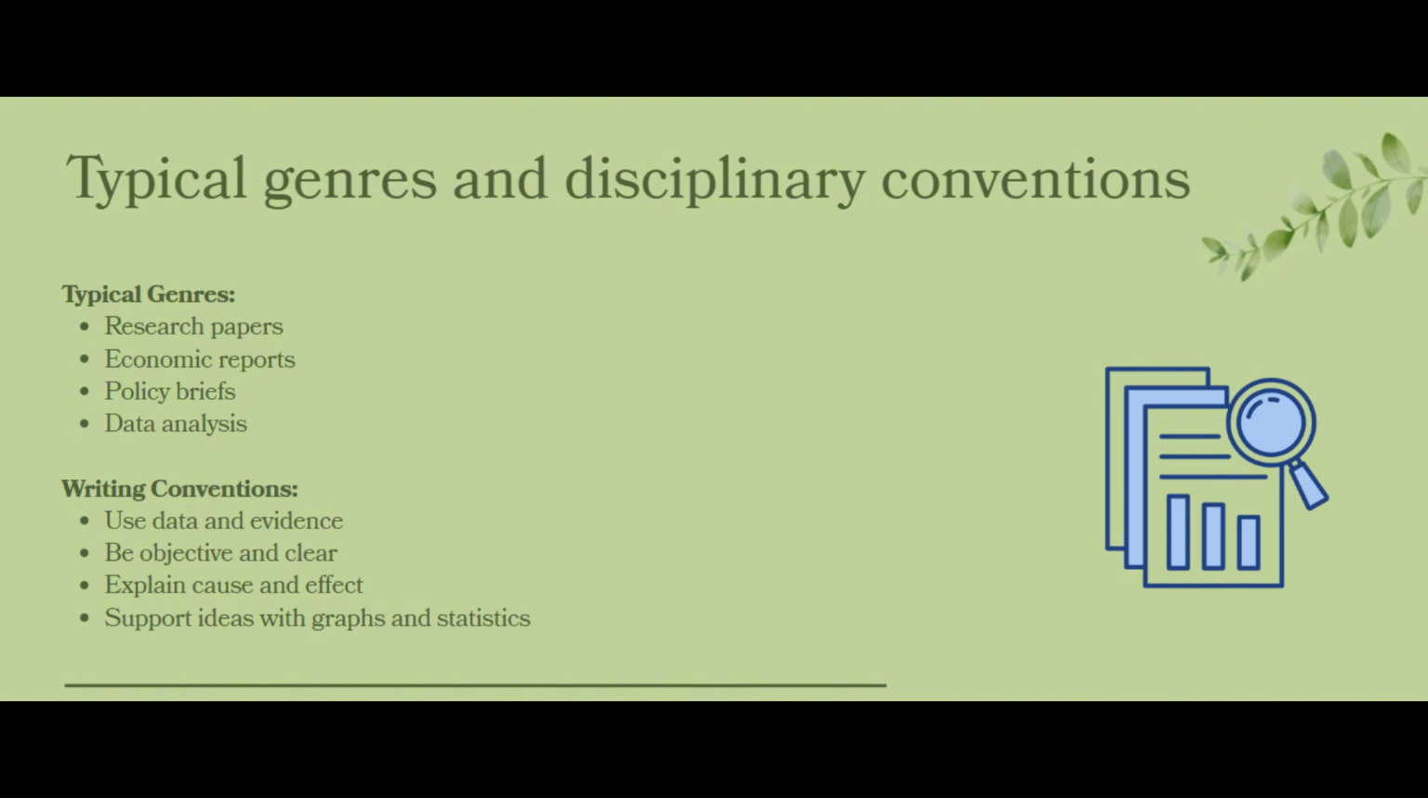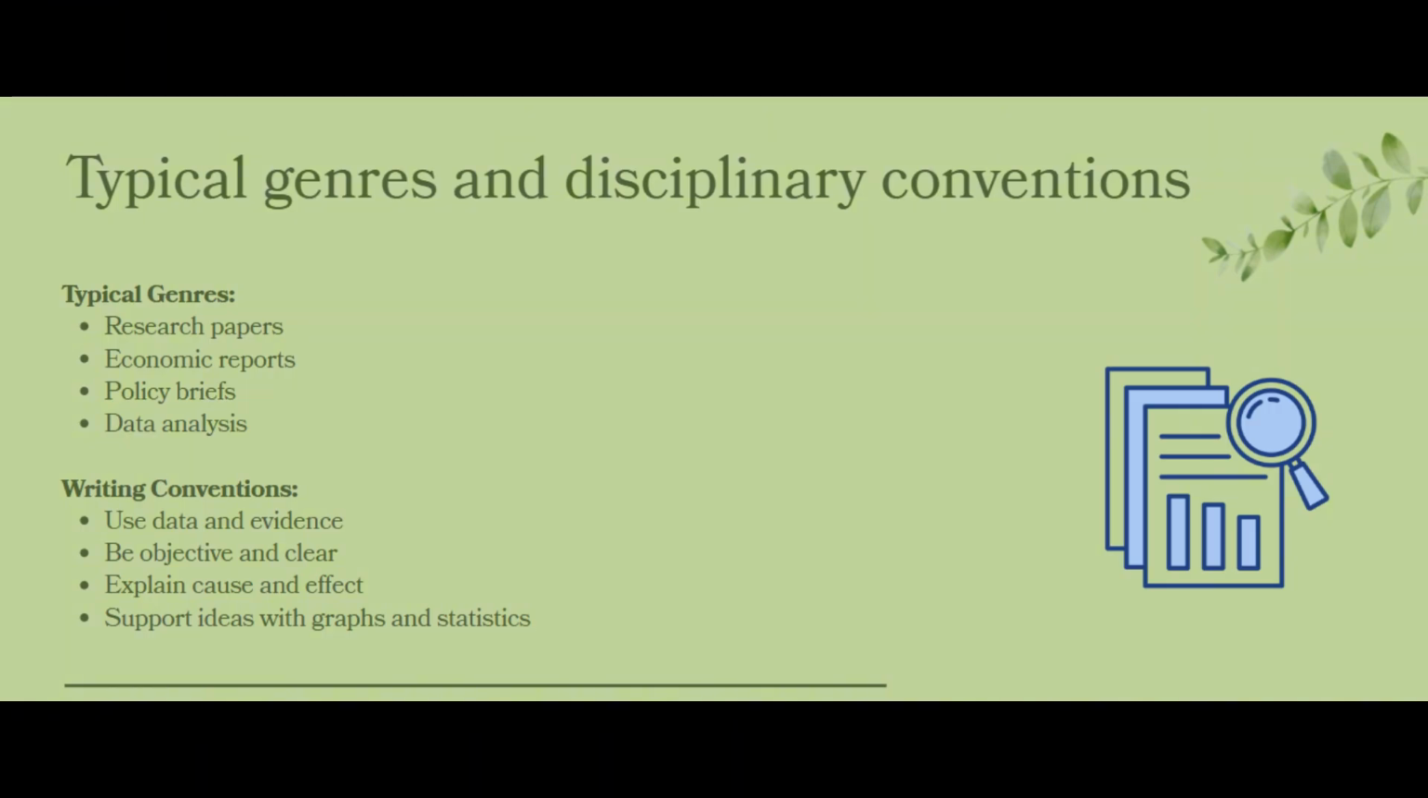Some common types of economics writings are research papers, economic reports, policy briefs, and data analysis. Economists use these documents to explain economic issues, share information, and help people make decisions.